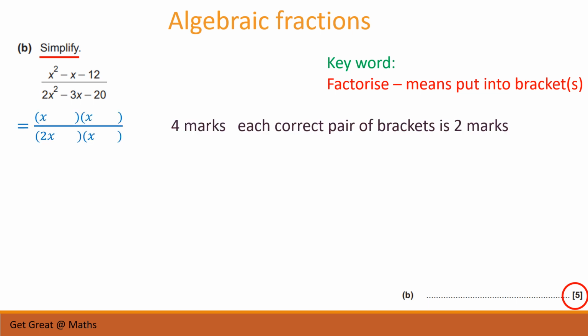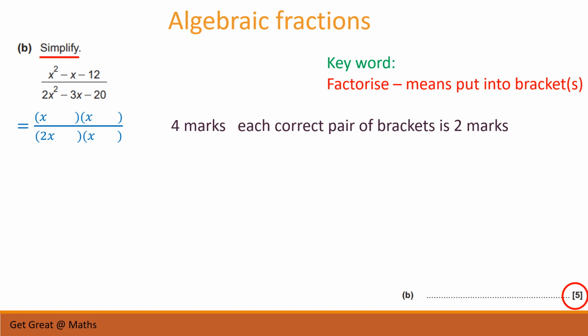So putting the question into brackets means that there are two brackets and the two numbers at the front of each bracket are going to be the same in the numerator. So you've got an x and an x because x times x gives you x squared in the numerator. In the denominator you've got 2x and an x because 2x times x gives you 2x squared. That's the easy starting point.